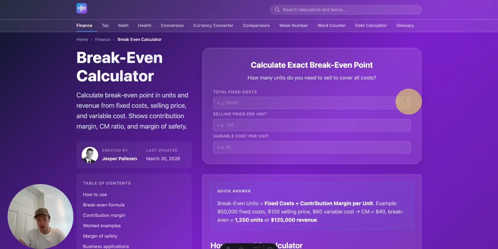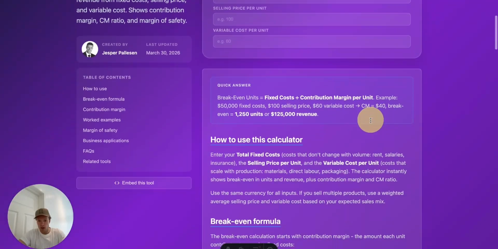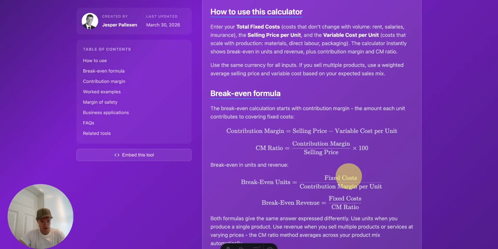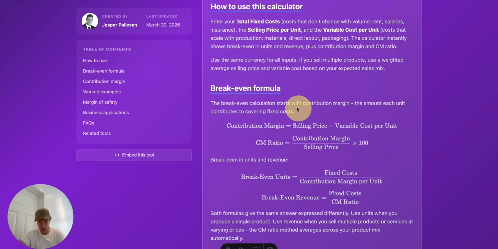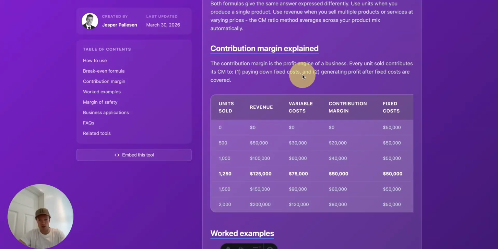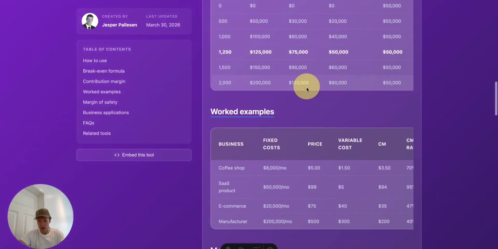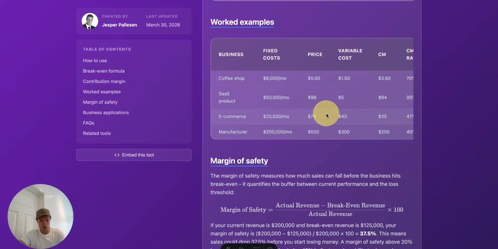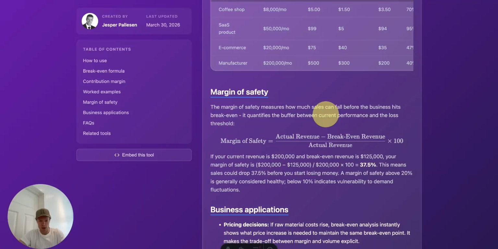So it's super easy. Up here we have the calculator. Down below we have the content that would help you answer any of the questions you may have. You can see exactly the break-even formula, how it's calculated. And for this break-even, you would probably come across the term contribution margin. So that's explained here, what exactly that is, what it entails, and so on. There are some examples, so you can quickly get an overview of how exactly this works.